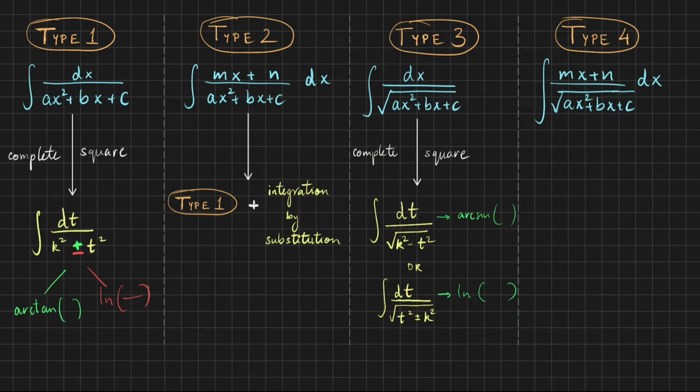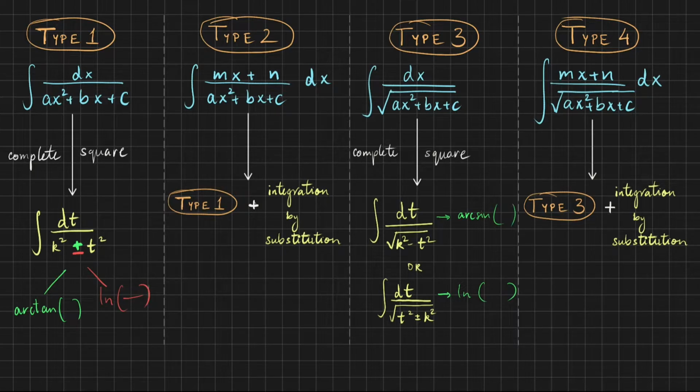Finally, we have the type 4 integral. In this one, we have mx plus n, a linear function, over the square root of a quadratic function. And again, just as type 2 was reduced to a type 1 plus integration by substitution, you can probably guess that we are going to reduce the type 4 integral to a type 3 integral plus integration by substitution. So type 2 and type 4 really can just be reduced to type 1 and type 3. So all you need to know is how to integrate a type 1 and a type 3 integral. And that was all the theory.